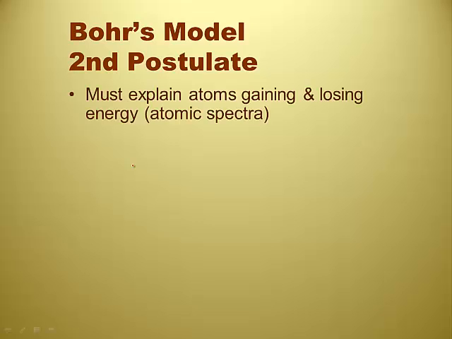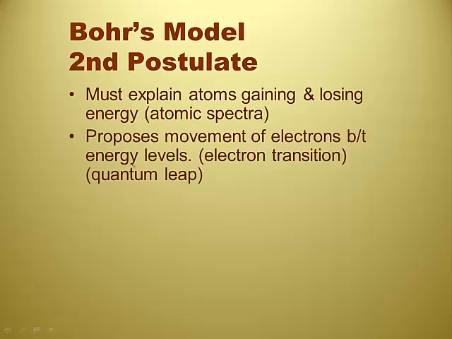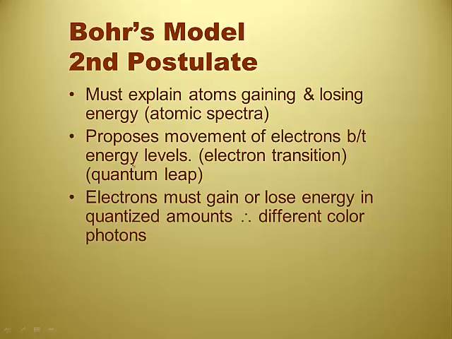All right, the second postulate of Bohr. He must explain why atoms are gaining and losing energy. Electrons can gain energy by absorbing a photon. Electrons can lose energy by emitting a photon. Right, because they're moving from different levels of energy. As they move from different levels, that's called a quantum leap. All right, so electrons must gain or lose energy in quantized amounts. Therefore, they have different colors of photons.